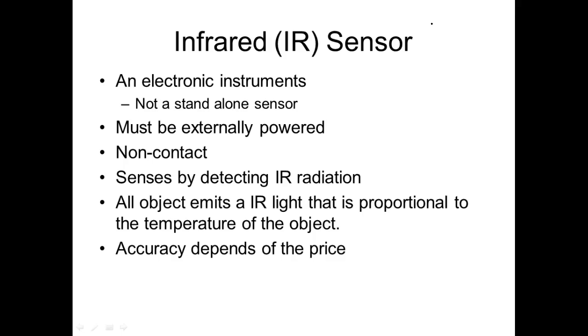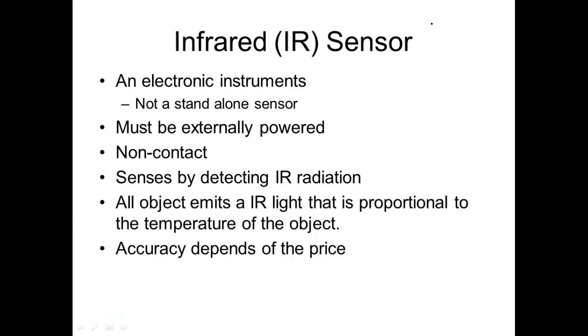An infrared sensor is an electronic instrument, not a standalone sensor, and must be externally powered. These are non-contact sensors. All the sensor does is measure the amount of infrared light this thing is putting off. The infrared light it puts off is directly proportional to the temperature. An object emits infrared light that is proportional to the temperature of the object. The accuracy depends on the what? Right, so you can get cheaper ones. I believe Harbor Freight sells one. So you're saying you get what you pay for. Yeah, this is definitely true here.